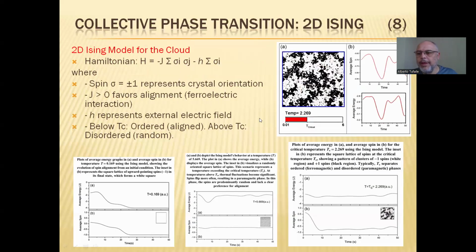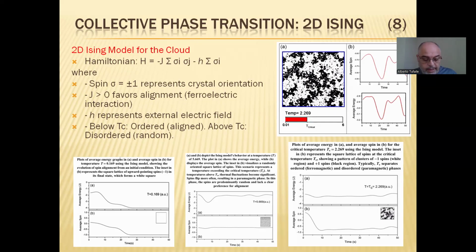But now we are proposing a collective behavior. In this system, we are imagining many crystals, and we use the 2D Ising model. Below the critical temperature, spins align in one direction, so crystals are oriented. Above it, the orientation of the spins is random.